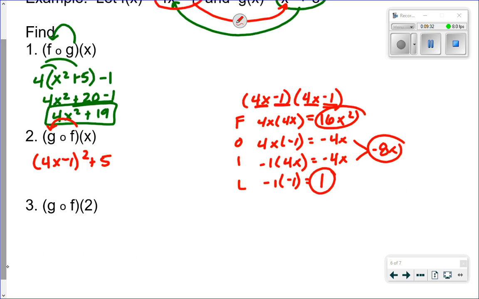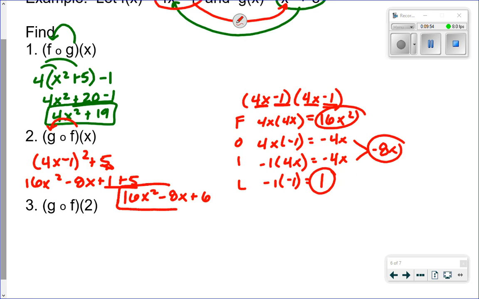So that is going to replace 4x minus 1 squared, and then we're going to bring down this plus 5. Then we need to make sure that everything's combined, so I need to put 1 and 5 together. So I've got 16x squared minus 8x plus 6. It's in descending power order, so that means number 2 is simplified.